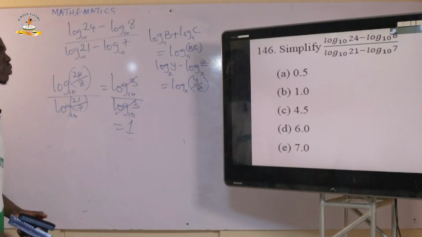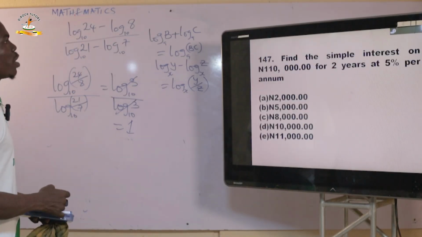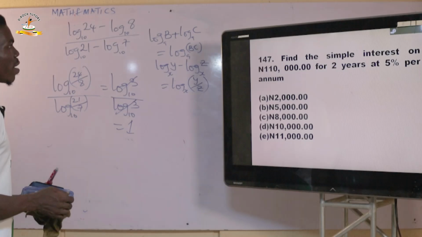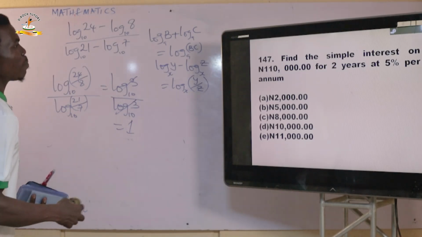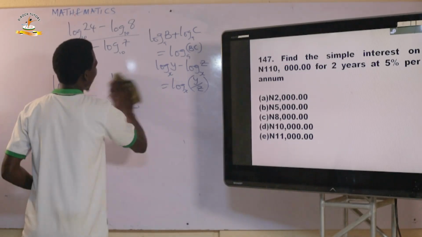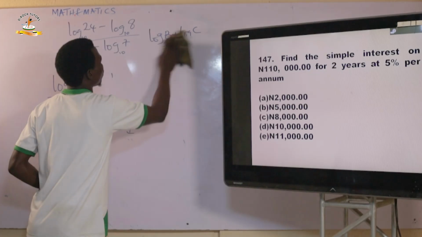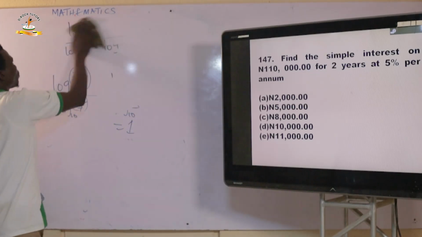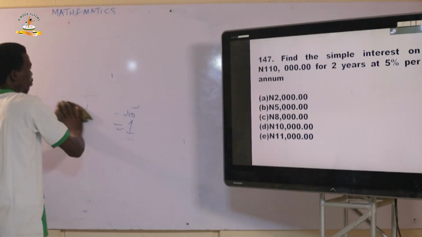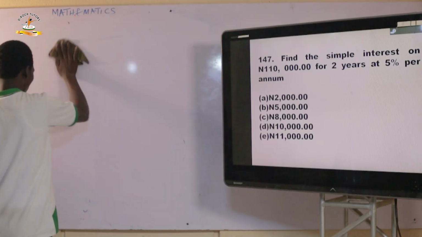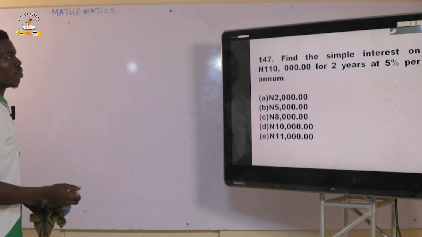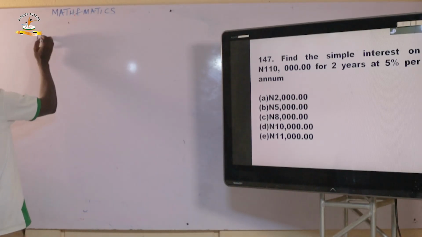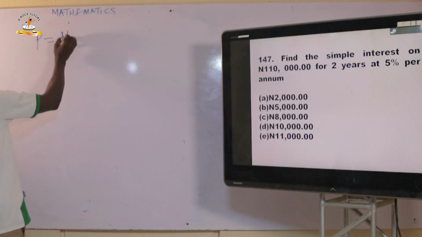And next question. Find the simple interest on 110,000 naira for 2 years at 5% per annum. So this is a problem on simple interest, and so the principal, which is the amount that was borrowed, is what?